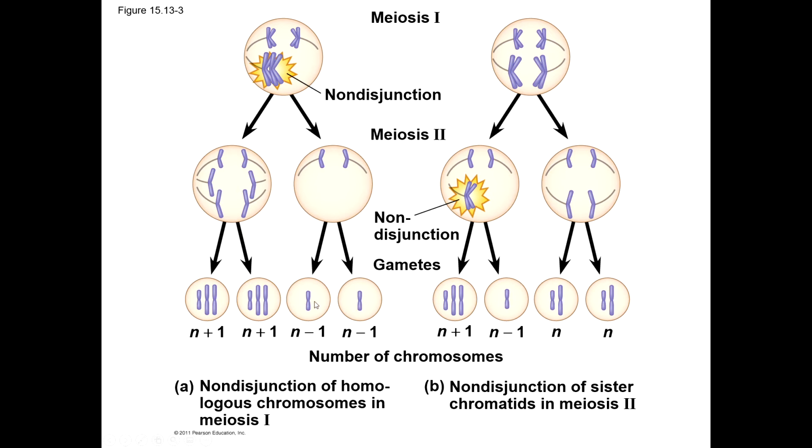And in the case of non-disjunction in meiosis 2, where the chromatids fail to separate, only half the gametes are faulty. In the case where they have an extra one, this is what we call trisomic. They have 3 in a pair instead of 2. Tri is 3. And here we're missing one. This is called monosomic or monosomy, which would be 1 instead of 2 in a pair.